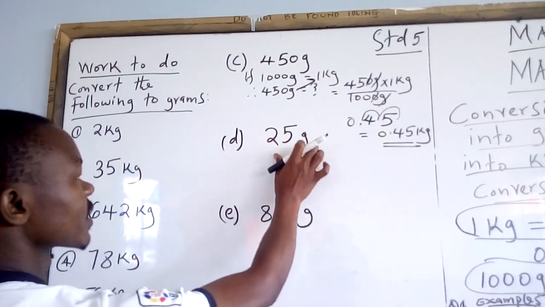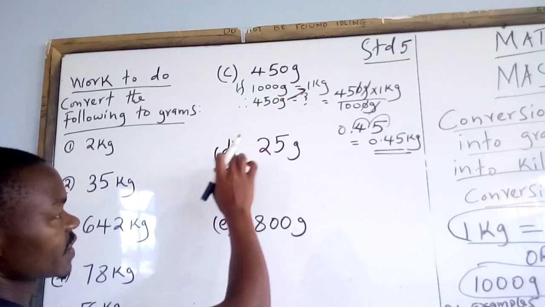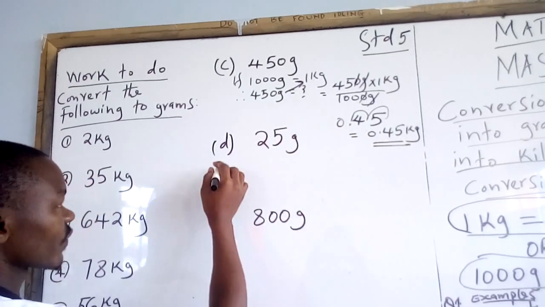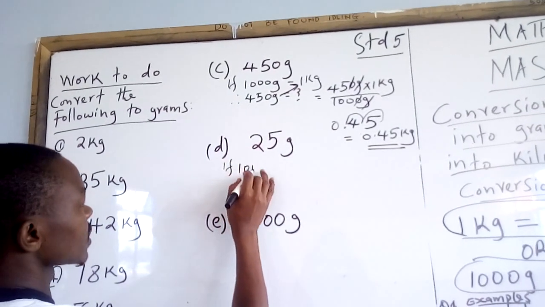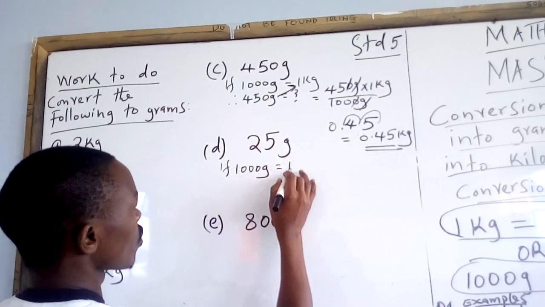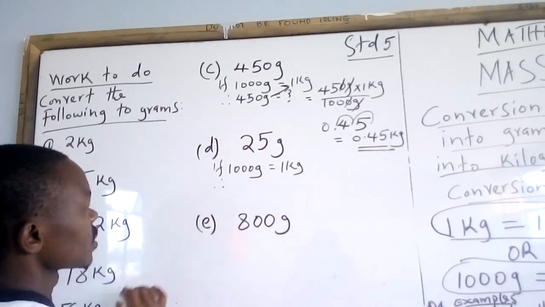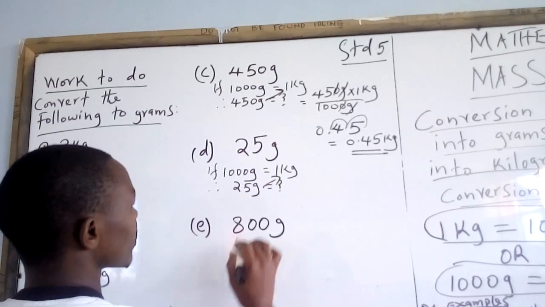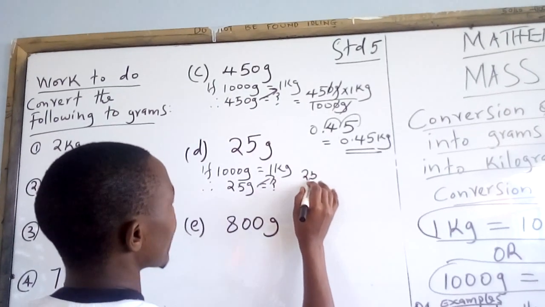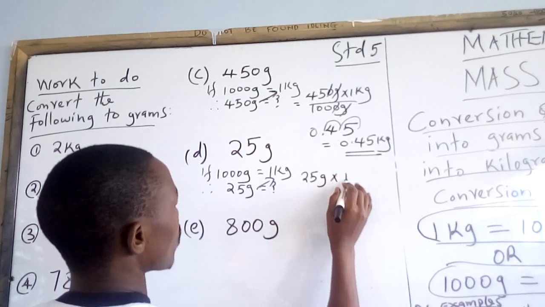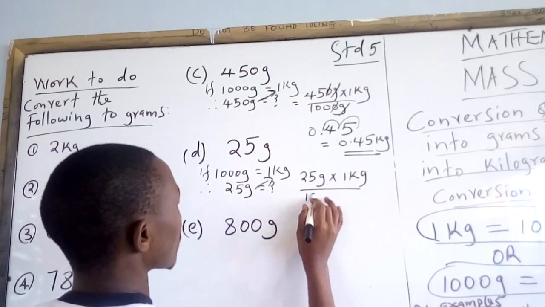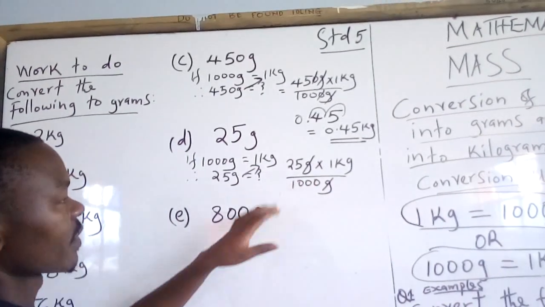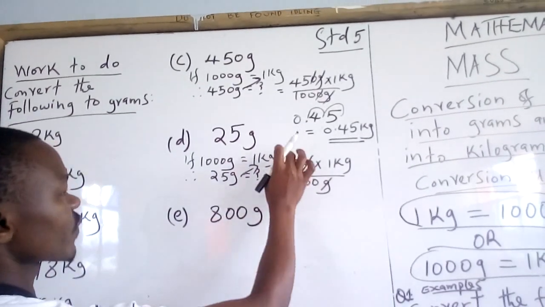Then we have 25 grams. Convert this 25 grams into kilograms. How are we going to convert the 25 grams into kilograms? We first of all say if 1000 grams is equal to 1 kilogram, what about 25 grams will be what? Cross multiply. So this is going to be 25 grams times 1 kilogram all over 1000 grams. Grams will cancel. We have no zeros to cancel here. So we have 25 all over 1000.